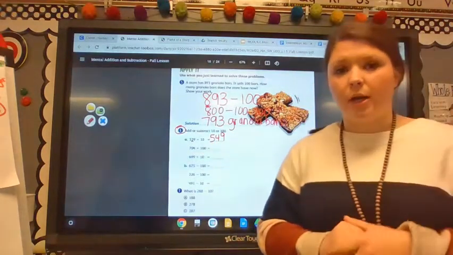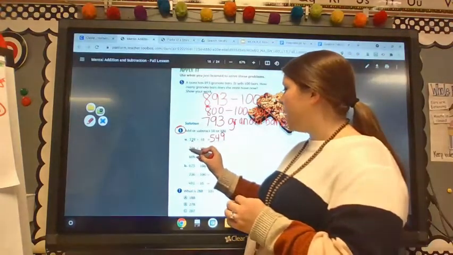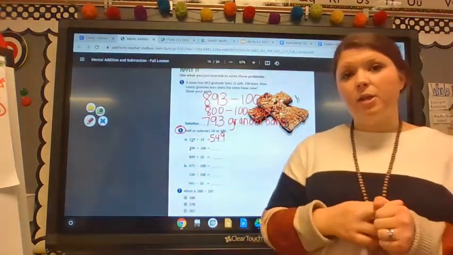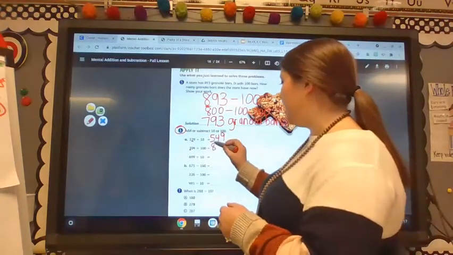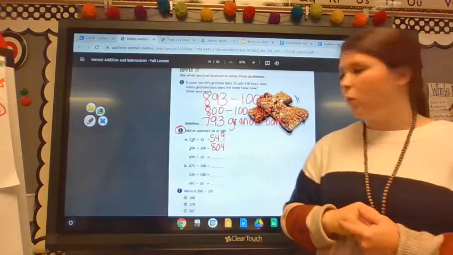704 plus 100. Which digit's going to change? Our hundreds place by 100. So 700 plus 100 is 800. So 704 plus 100 is 804.